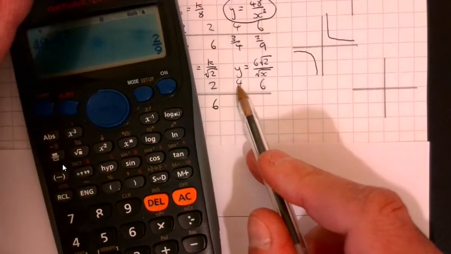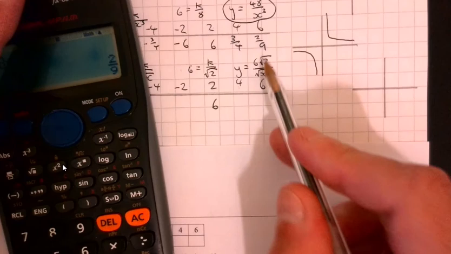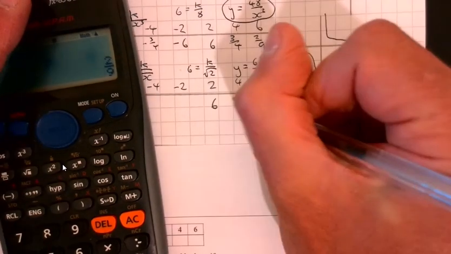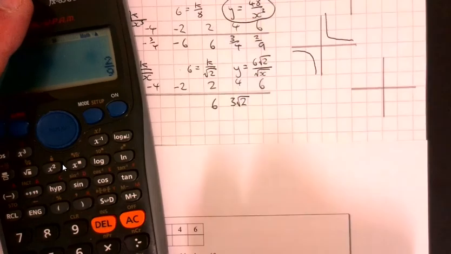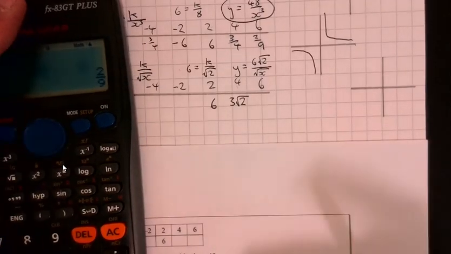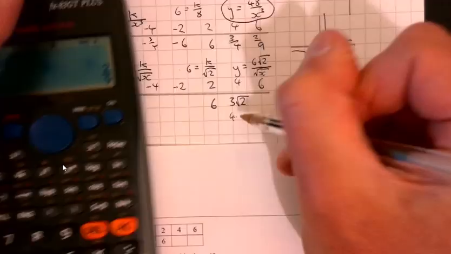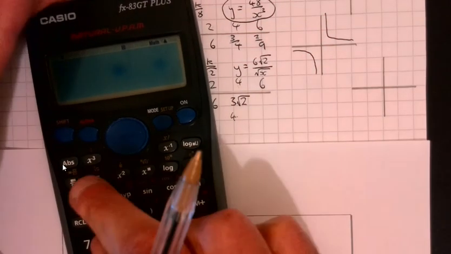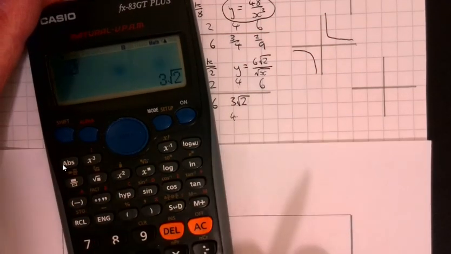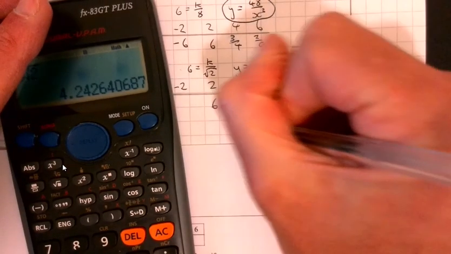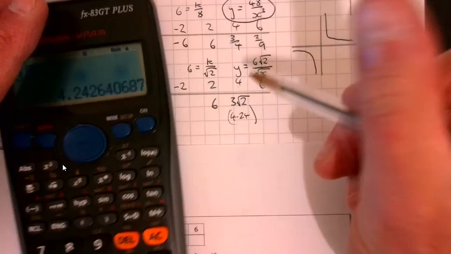So that's going to be, if I plug that into my calculator, I'm going to have root 4, that's 2, so that's going to give me 3 root 2. If you write that as a decimal, it's 4.24. Okay, it can be around there somewhere.